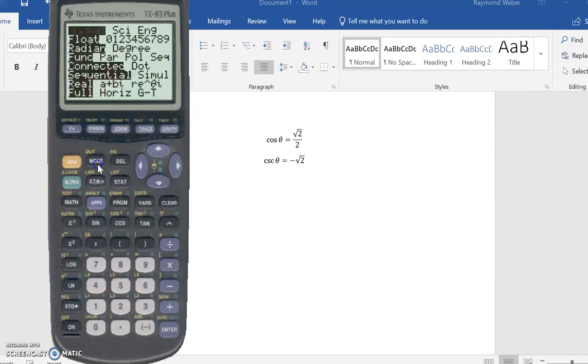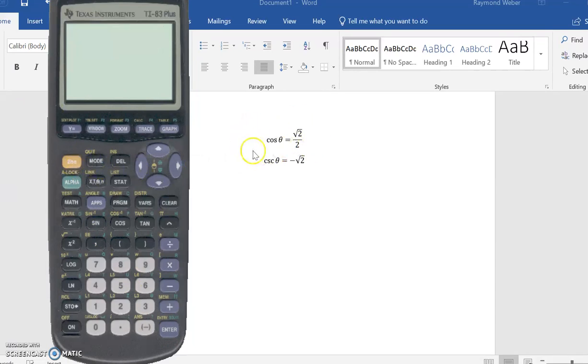So I'm going to first check my mode, and I'm in radians. I need to switch to degrees. And then I'm going to exit out of here. So to find this top one, right up here, I need this cosine -1. This is the inverse. So anytime you are looking for the angle, you're going to use this. So I'm going to do second cosine, which gives me my cosine inverse. Then I'm going to put in this exact value, the square root of 2 divided by 2, and then enter. And there's my answer, 45.